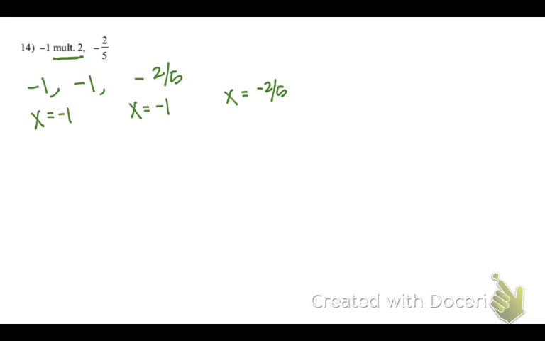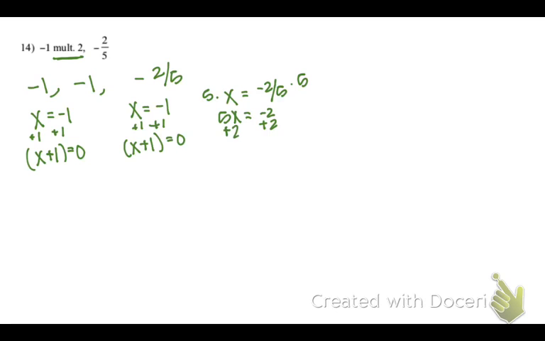So from this one, I can add that 1 over, and I get x plus 1 equals 0. Same thing here. x plus 1 equals 0. Here I'm going to multiply by 5 first. So you get 5x equals -2. Add the 2. And you get 5x plus 2 equals 0. So then this is going to be x plus 1, x plus 1, 5x plus 2. And we just have to multiply this all together.